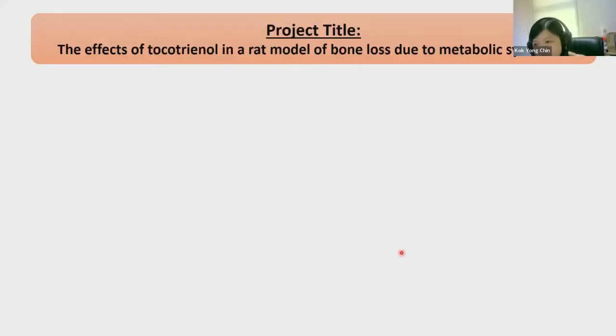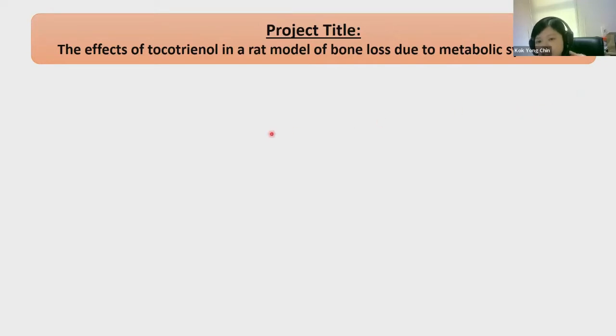Okay, so this is the first example that I'm going to give you. It is based on my personal experience, something that I worked on during my PhD studies. This is the project title that I had during my PhD study: the effects of tocotrienol in a rat model of bone loss due to metabolic syndrome.